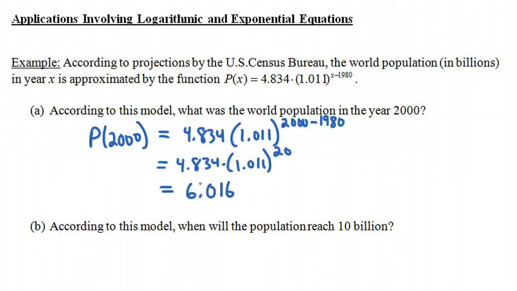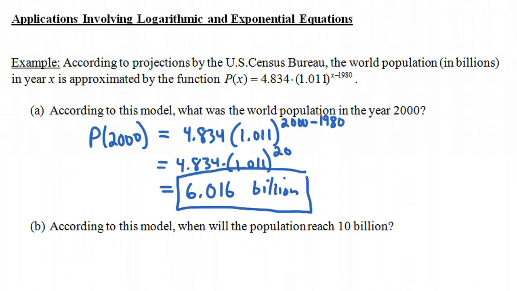I did this on my calculator, and what I got was 6.016. Now I rounded that off here, but 6.016 is actually in billions, right? So a little over 6 billion people would be the population in the year 2000, according to this model. Remember, the population here was in billions.